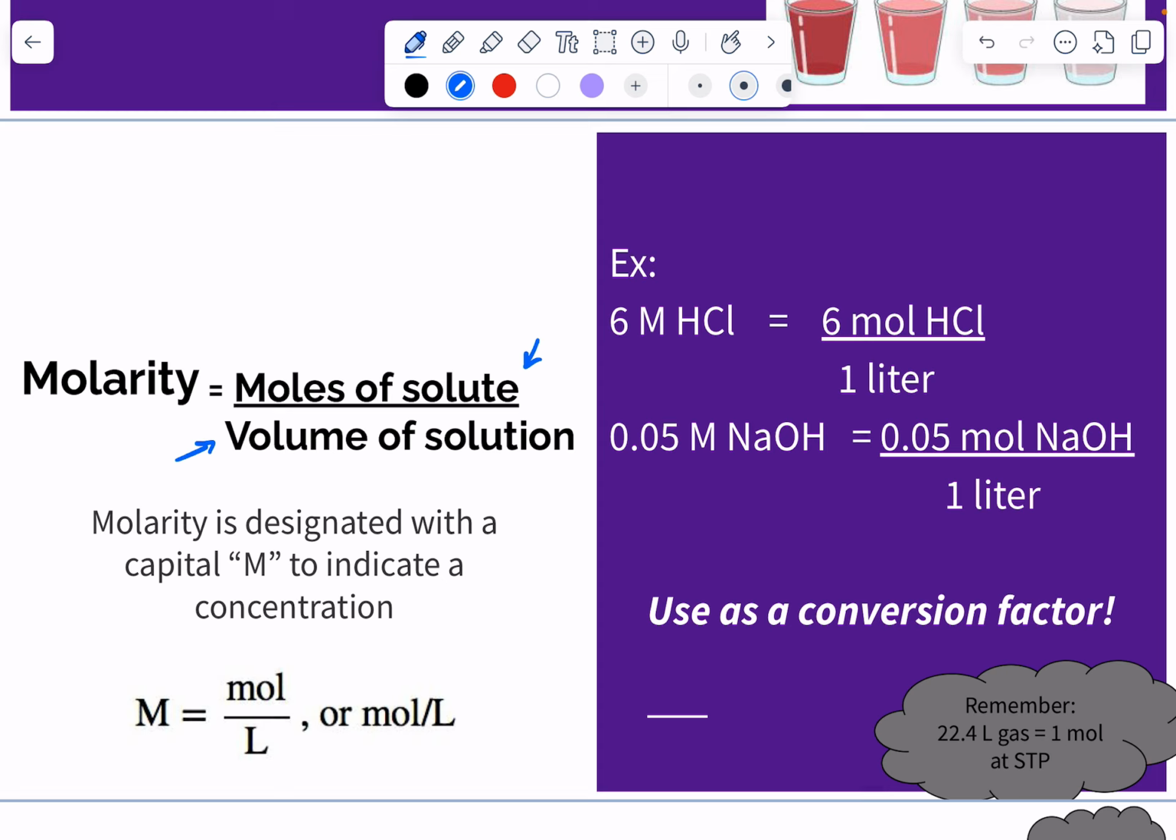If you were looking at the next example with sodium hydroxide, 0.05 molar, which is very unconcentrated, would be 0.05 moles per liter. So the lower the amount of moles, the less concentrated it is. So you're using this as a conversion factor, because if we look here, we can convert from liters to moles using our molarity. So we just have to remember that capital M means molarity, and that is going to be moles per liter used as a conversion factor.